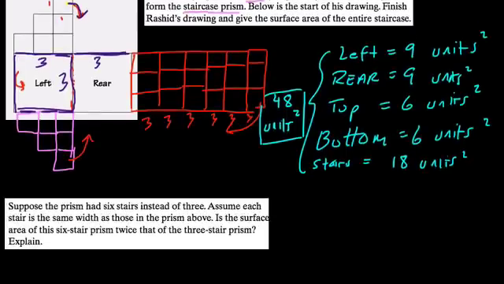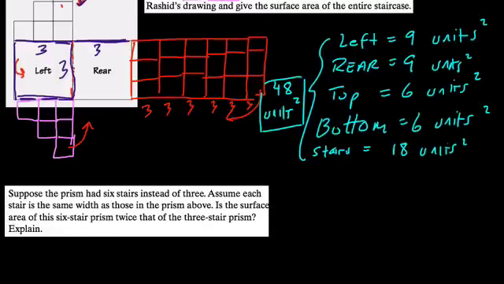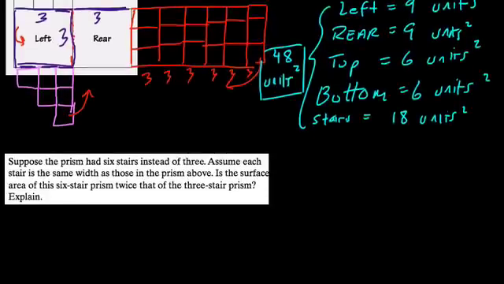Alright, so the last part of this problem, we're doubling the amount of stairs. We're having 6 stairs instead of 3, and we want to know how does this affect the surface area. So if we set up a rough sketch based on the net we have so far, let's look at the stairs first. We have 1 step, then 2, then 3. What's happening with each step is that we have more surface area than before.